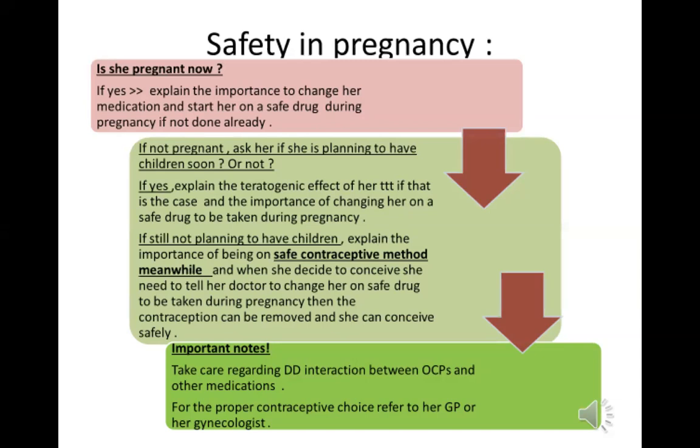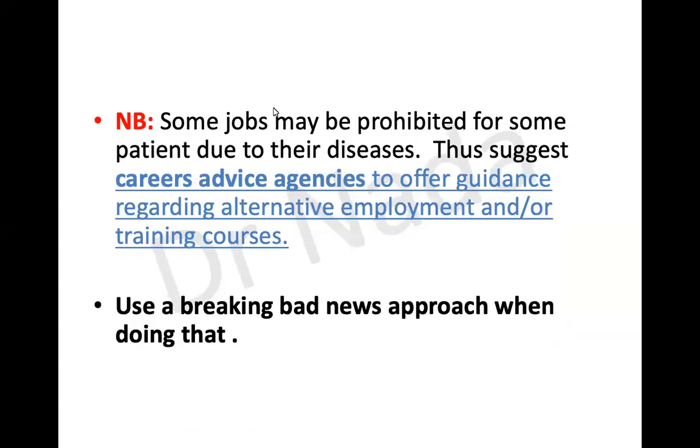Okay, so meanwhile, when she decides to conceive, she needs to tell her doctor to change her to a safe drug to be taken during pregnancy. Then the contraception can be removed and she can conceive safely. So take care regarding drug-drug interaction between oral contraceptive pills and other medications, especially enzyme inducers. For the proper contraceptive choice, refer her to her GP or her gynecologist, but the GP usually is the doctor who deals with contraception, okay?